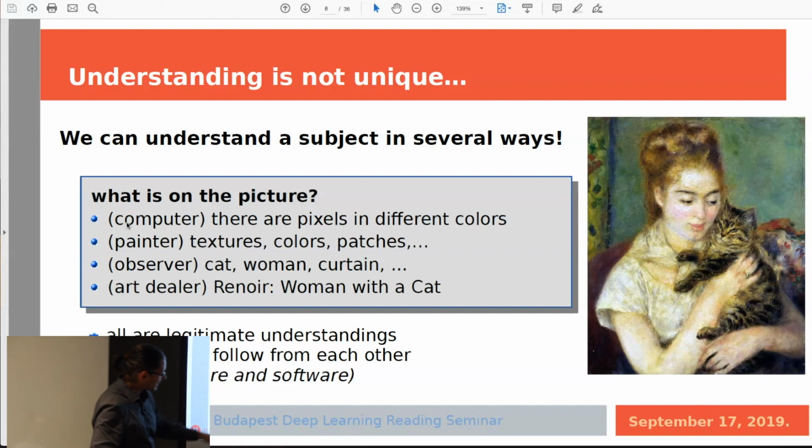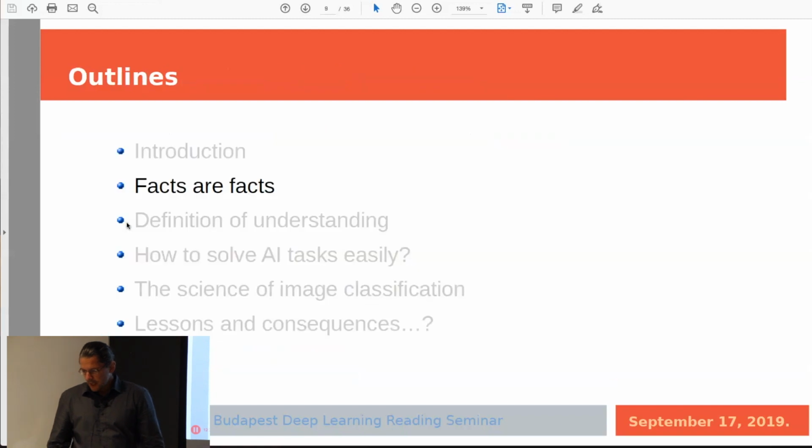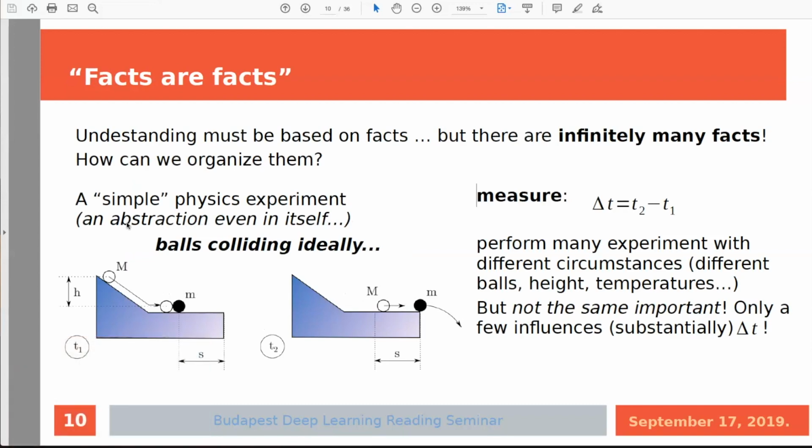So it's kind of a question of hardware and software. If we know the hardware, we cannot tell what kind of software runs on it, and vice versa. If I know that I have Windows on my laptop, then I don't know what the type of my laptop is. So these are other understandings of the same topic. So we also have to give an account for this problem. So let's start. Facts are facts. In Hungarian, it's the tények makacs dolgok.